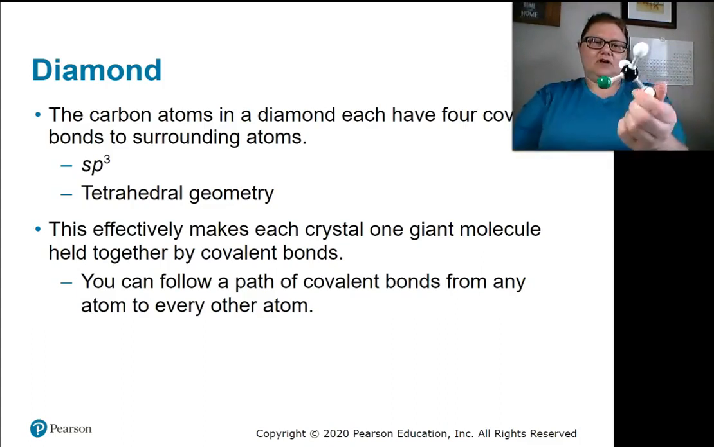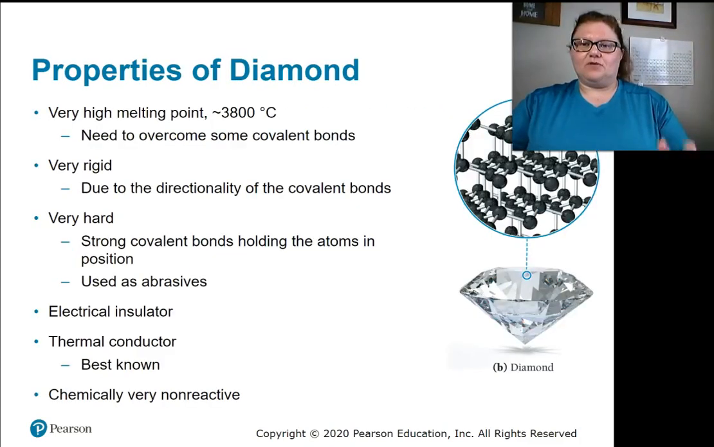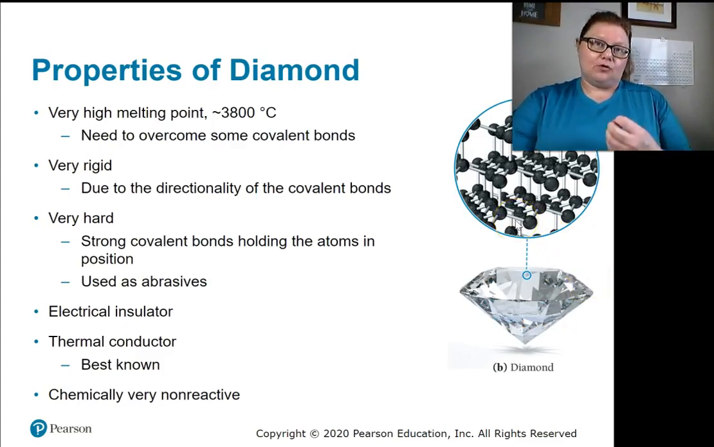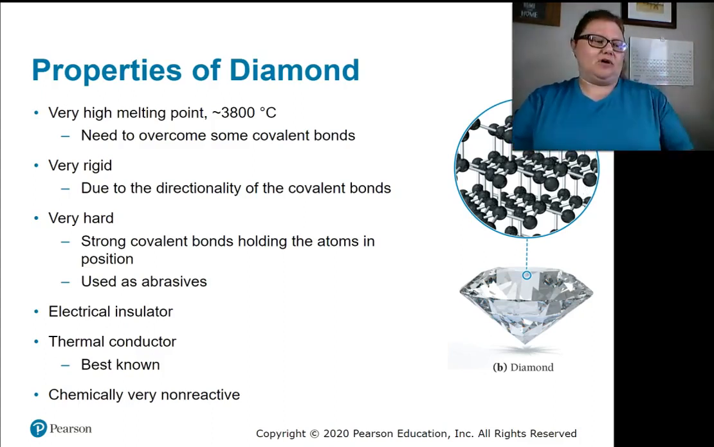So it's tetrahedral geometry, sp3 hybridization. It effectively makes each crystal one giant molecule held together by those covalent bonds, and you can follow a path from any atom to another atom. So let's take a look at that. Here we are, a huge network of carbon atoms bonded to each other. We don't have those blue dashes that were representing the dispersion forces of the graphite here. Here we see the white or silvery bonds, just like my model kit. They're a light gray color to represent that physical connection, that covalent bond.